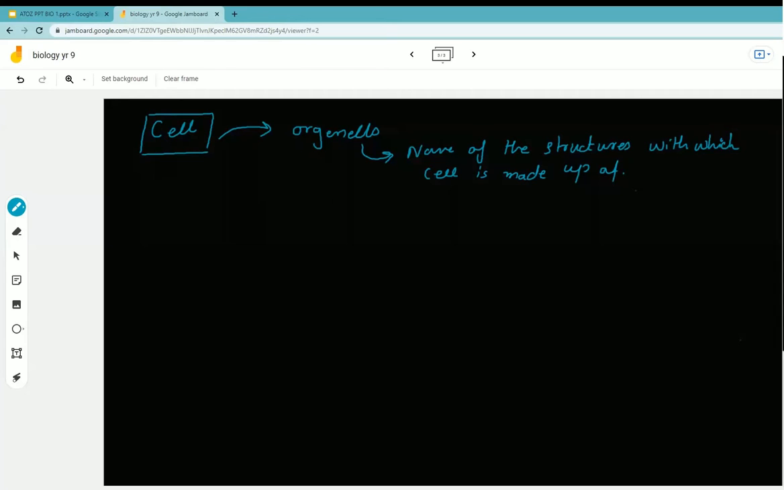Okay, perfect. Now, one of the structures which I told you in the last class with which cell is made up of is called DNA. What is it called? DNA. Don't worry, we're going to study all the structures in detail in our next unit. So let's suppose this is a cell, and there is a DNA here. This is one structure which could be present. So can I say this is an organelle? DNA is an organelle of the cell. Can I say that? Yeah.